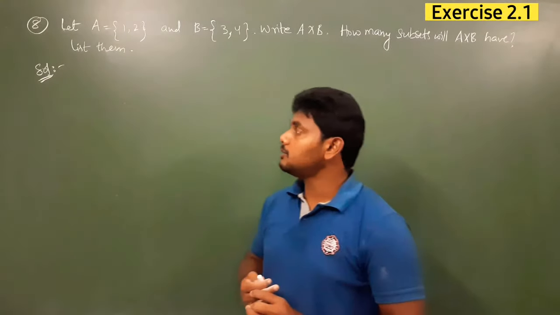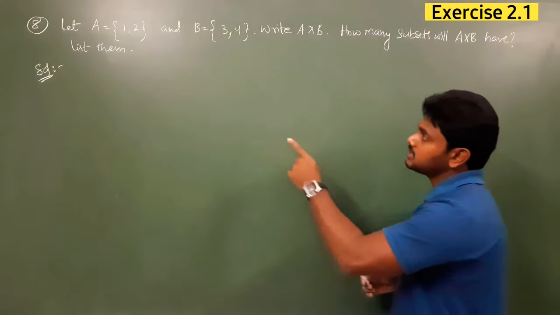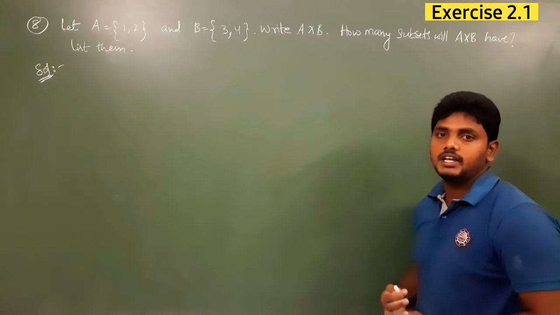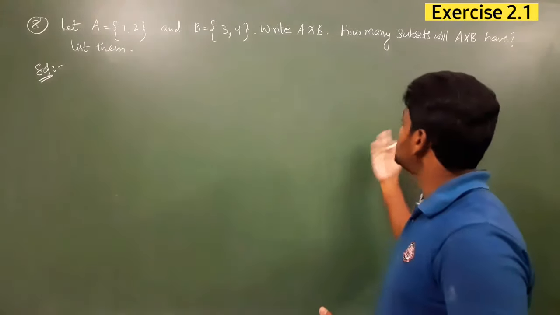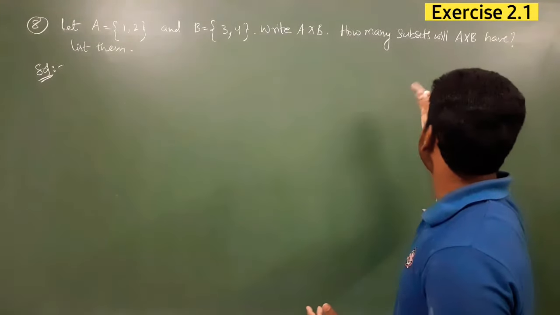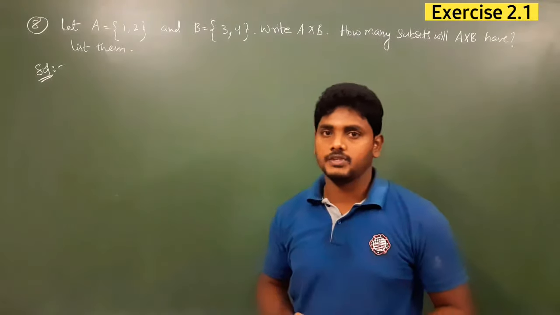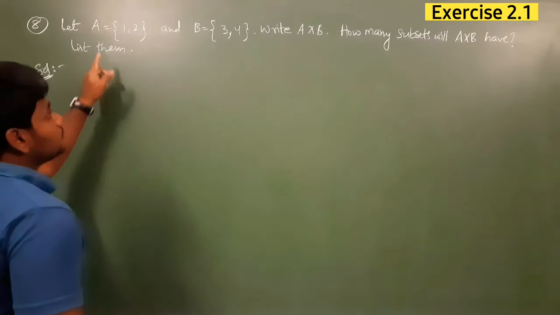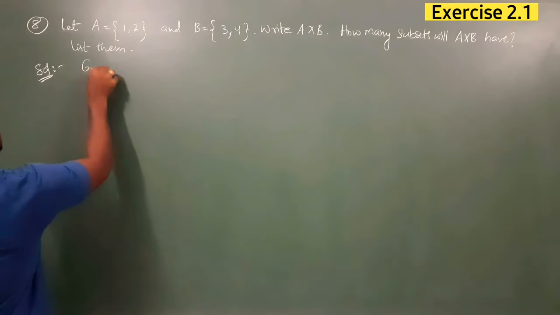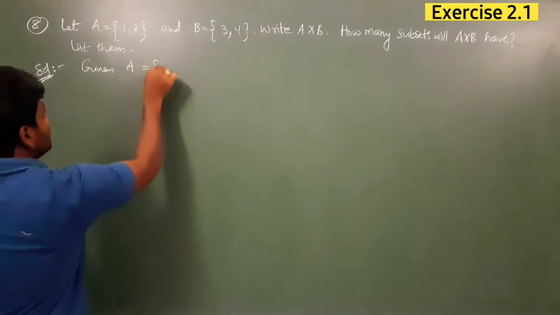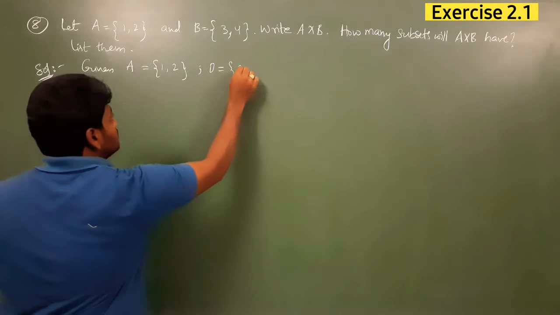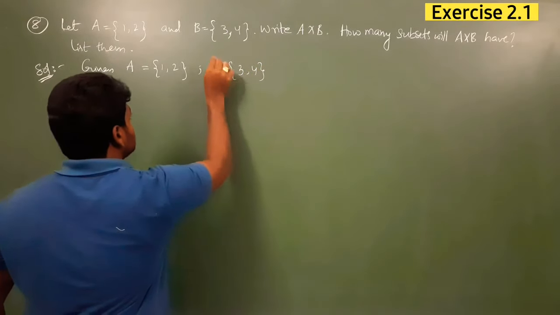Now, question number 8: A is equal to the set {1, 2} and set B is {3, 4}. Write A cross B. How many subsets will A cross B have? How many subsets? Not how many elements in A cross B. How many subsets will A cross B have? List them. Right? First of all, what is the first question? Write A cross B from A and B. So first you write the given data. What is given? A is equal to {1, 2}, B is equal to {3, 4}.